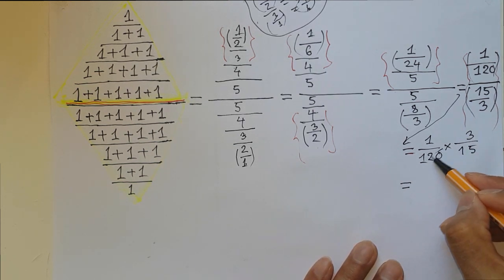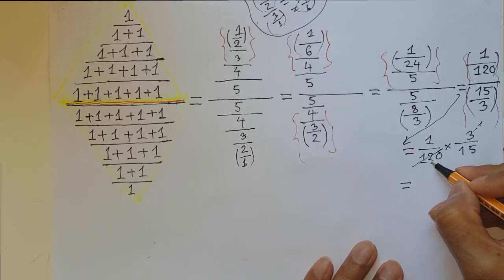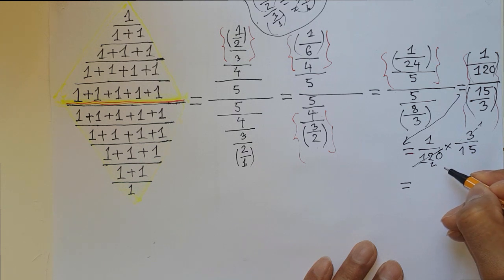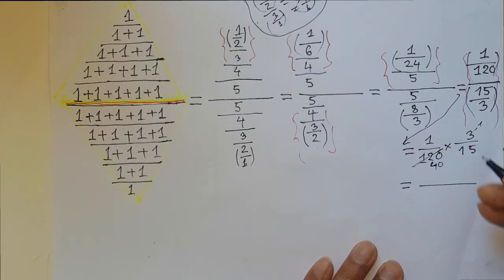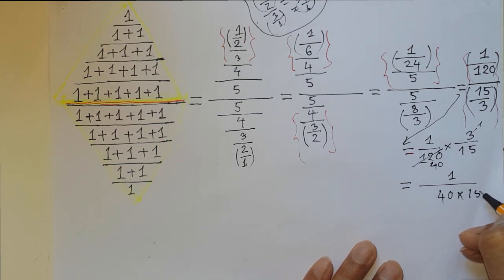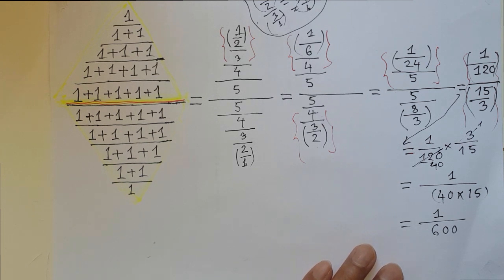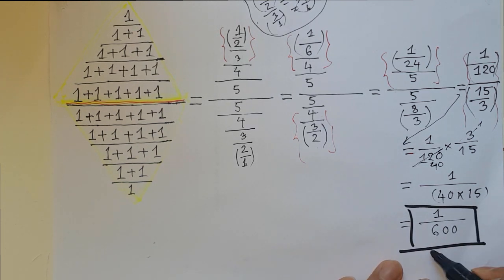If we eliminate this one, it will be 1, and this is, I think, 40. So the remaining is 1 over 40 times 15, which is equal to 1 over 600. Look at here, this 1 over 600 is our result.